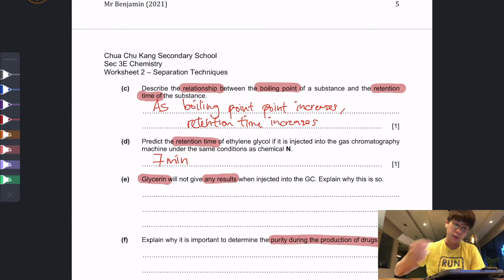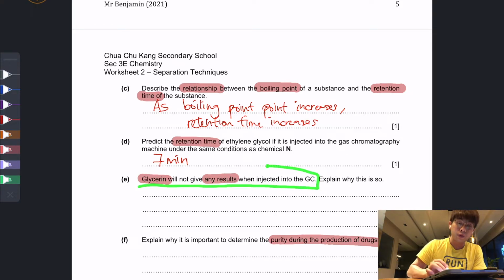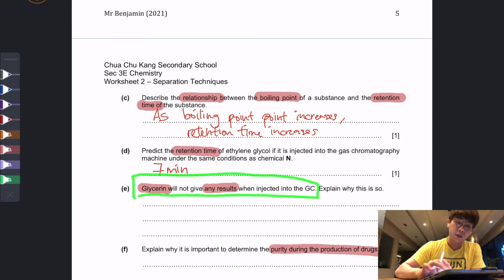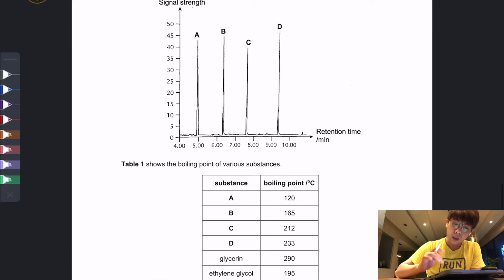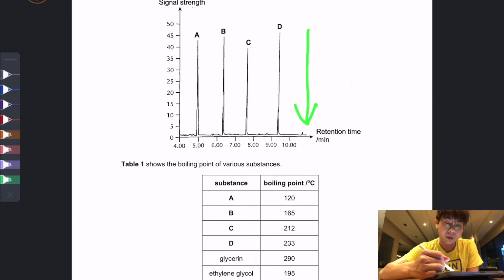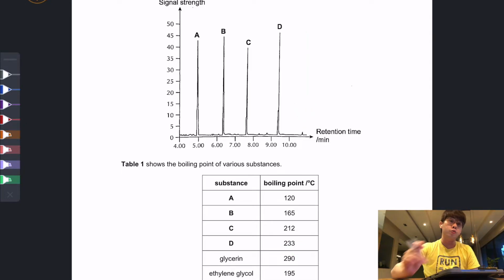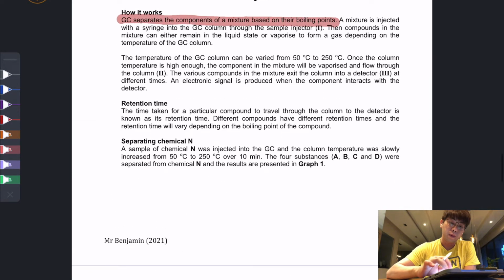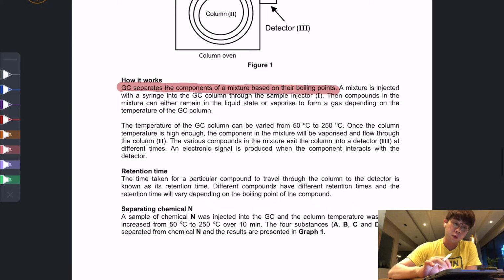Alright, last question, which is slightly more difficult. I need to now explain why glycerin will not give any results. Over here, glycerin has a boiling point of 290. That means it has a higher boiling point than D, and therefore the retention time should be somewhere around here. But that doesn't mean that there should not be any results. So we need to read a bit more. Let's see how it works.